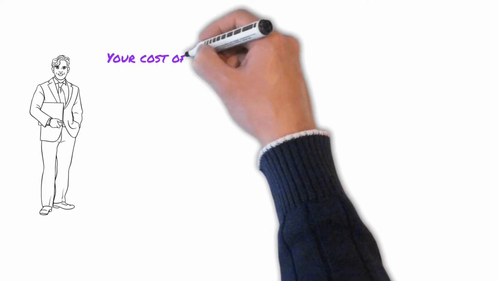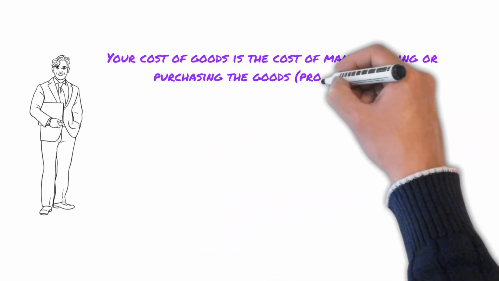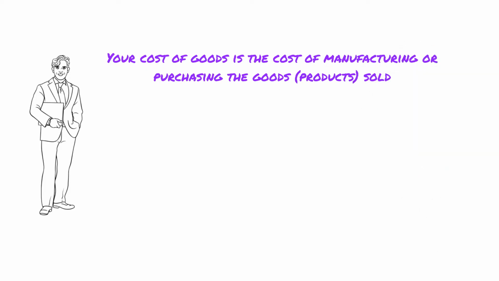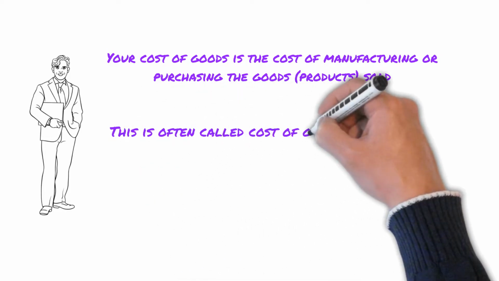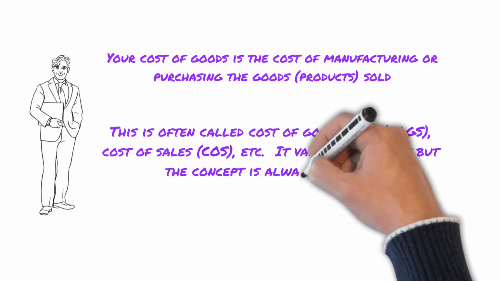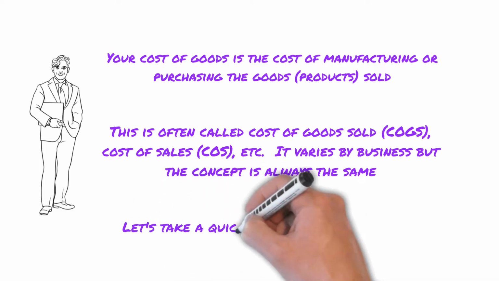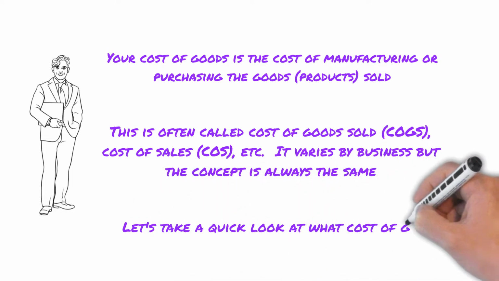Cost of goods is the cost of manufacturing or purchasing the goods or products sold. Your accounting department can help you here. If they're reluctant to provide you with the information, ask for a mixed calculation, assuming you are selling multiple products, or perhaps some type of reference price. Cost of goods is also called cost of sales and is abbreviated COGS or COS, varies by business, but the concept is the same. Let's take a brief look at cost of goods sold.